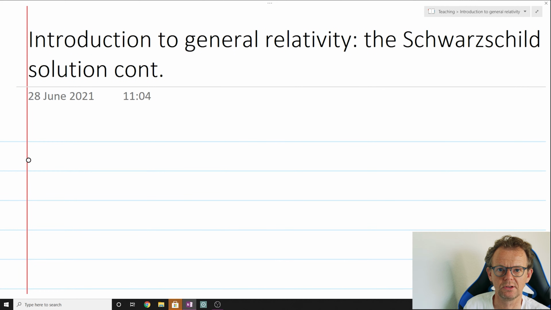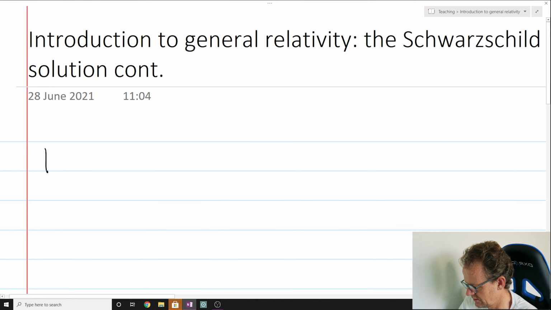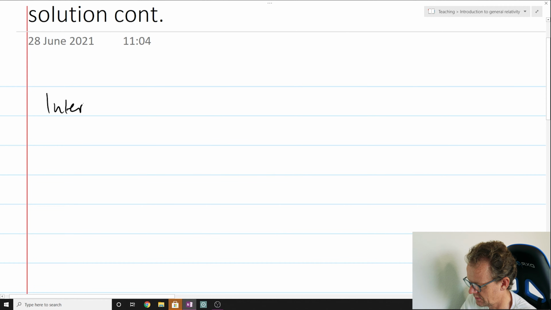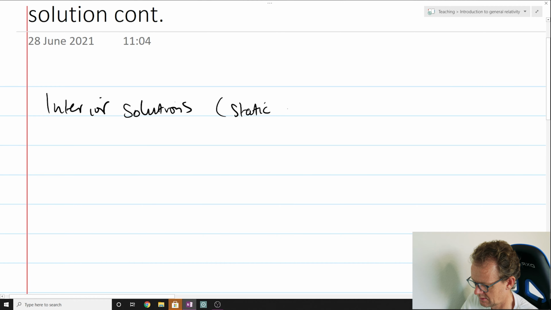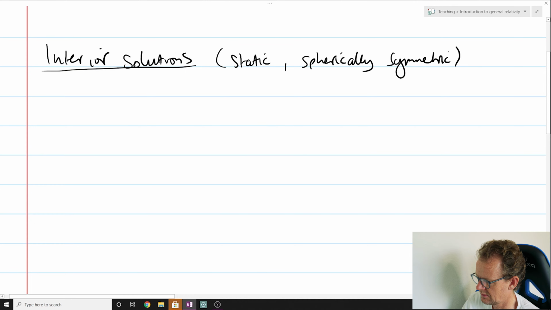In today's lecture, we will continue our discussion of solutions of Einstein's field equations for static and spherically symmetric spacetimes. In particular, we're going to continue our discussion of the Schwarzschild solution. And this time we're looking for a solution of Einstein's field equations that applies to the interiors of celestial bodies. So we're going to look for interior solutions of celestial bodies which are static, spherically symmetric.